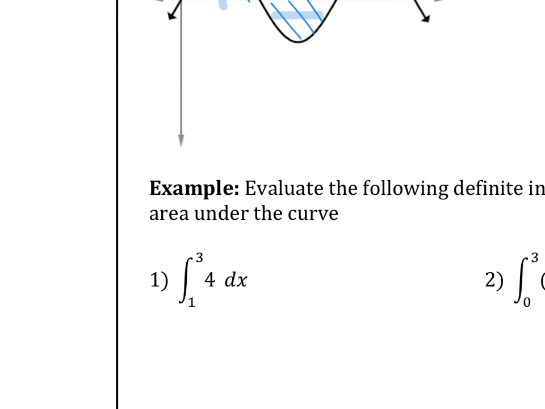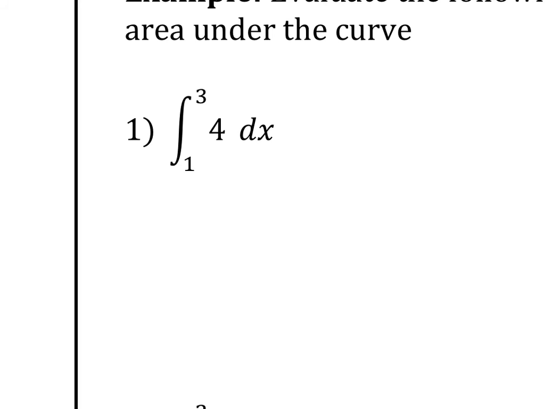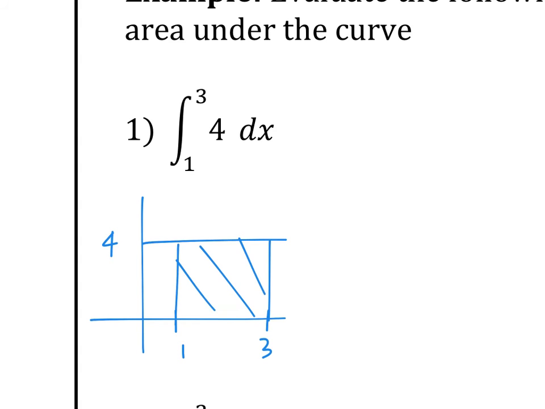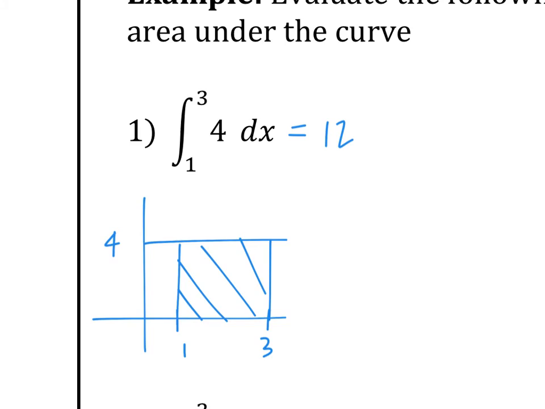Number 1, the integral from 1 to 3 of 4 dx. So the curve is what? 4. It's just a flat line at 4, evaluated from 1 to 3. So we're really looking for this area. 12. So a lot of these you can evaluate logically without actually using calculus. It's just asking for the area under the curve.